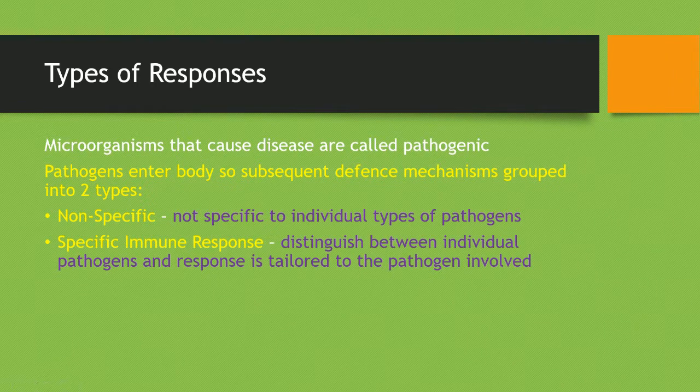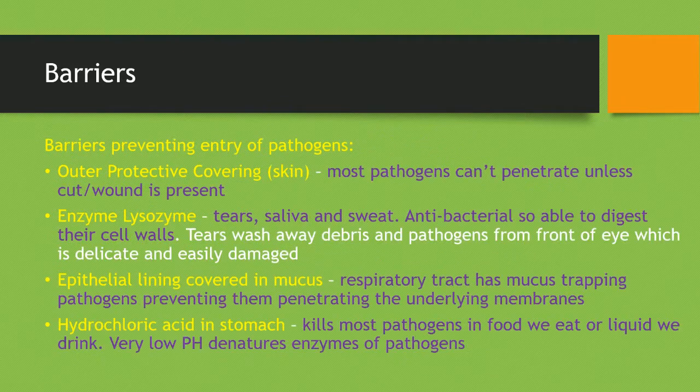So, there's a number of different types of responses, but we'll start by talking about why a response is needed. There are microorganisms that can cause disease, and these microorganisms are called pathogenic. These are pathogens, which enter the body, and the subsequent defense mechanisms are grouped into two types. The first one is non-specific, which is not specific to the individual type of pathogen. And then there's the specific immune response, which distinguishes between individual pathogens, and the response is tailored to the pathogen involved. So non-specific is like, it doesn't care what it is, it's literally just going to do everything. Specific is like, right, this will only target this disease.